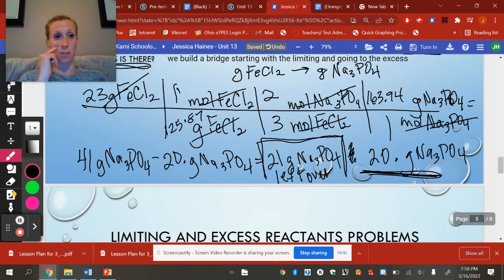Obviously, the cookies and the ice cream example is really simple and straightforward, but if you keep going back to that example, hopefully it will help you think through these. We're going to be given two things that mix together to make some product. And we need to figure out which one runs out first. And once we figure out which one runs out first, that dictates everything that goes on in the reaction. That limiting reactant, in this case the FeCl2, is what dictates everything that's made.